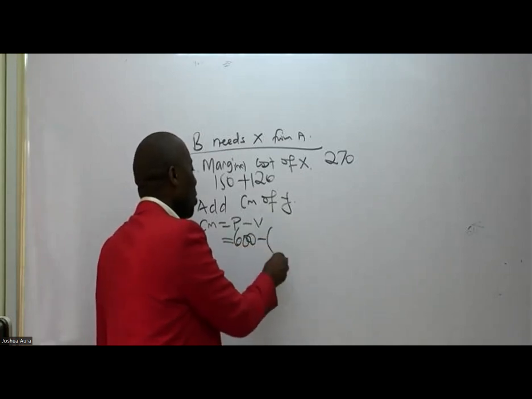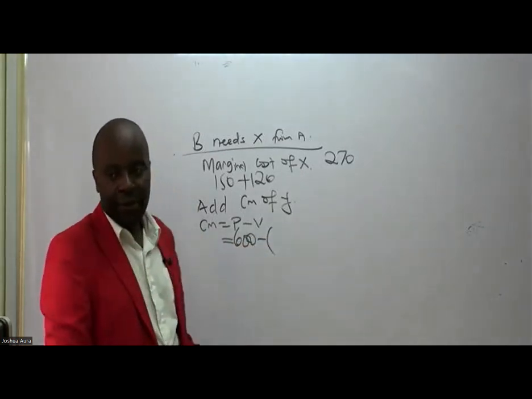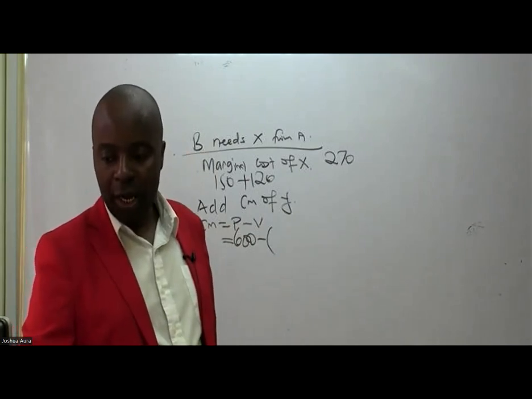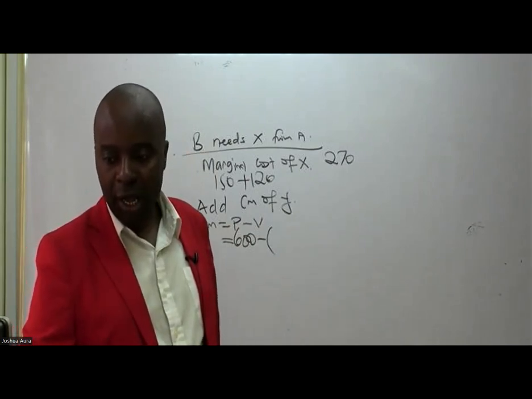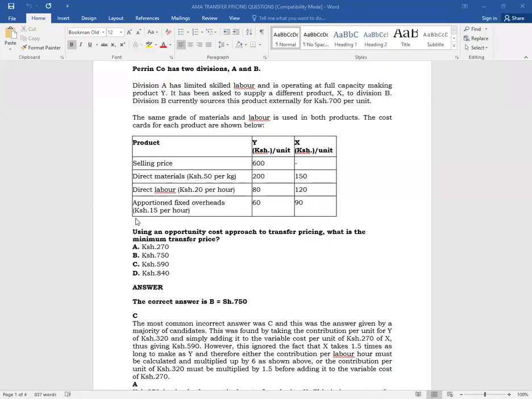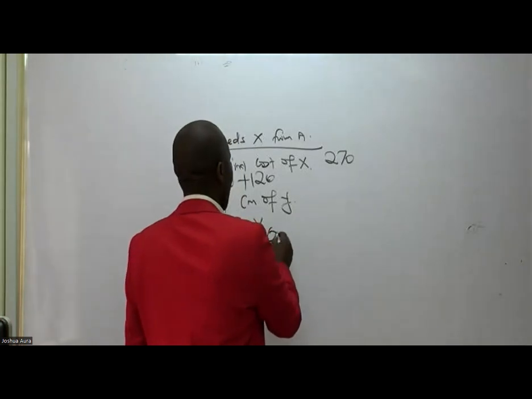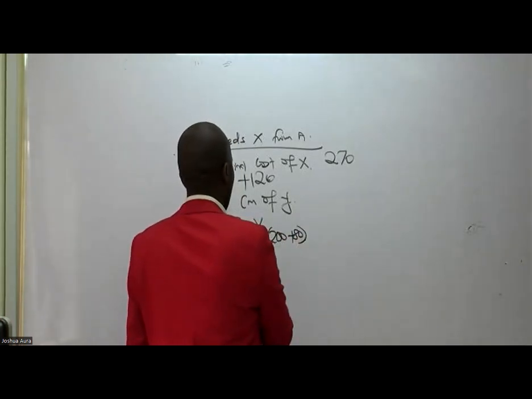Minus the variable cost of Y. What do we have here as the variable cost of Y? You can see there are two of them: materials, 200, and labor, 80. So 200 plus 80 gives me 280.